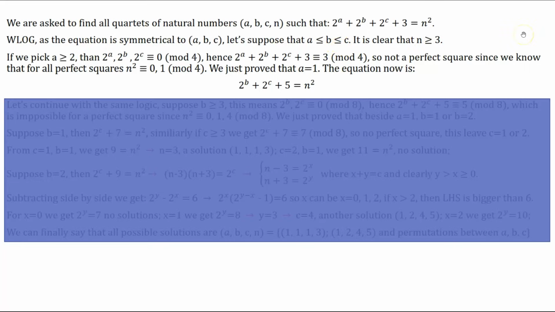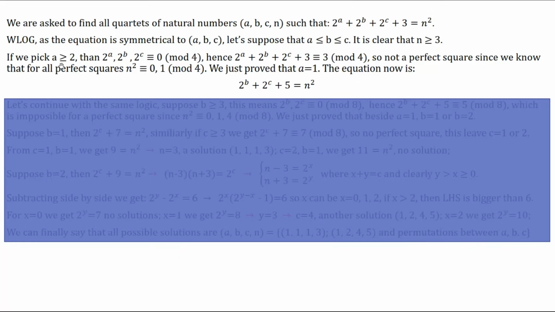Now, it is clear in this case that n should be greater or equal to 3, because the least possible value the left hand side can take is equal to 9. So n should be greater or equal to 3 in order to be 9 and upwards. First of all, let's say that we can pick some possible values of a such that a is greater or equal to 2.